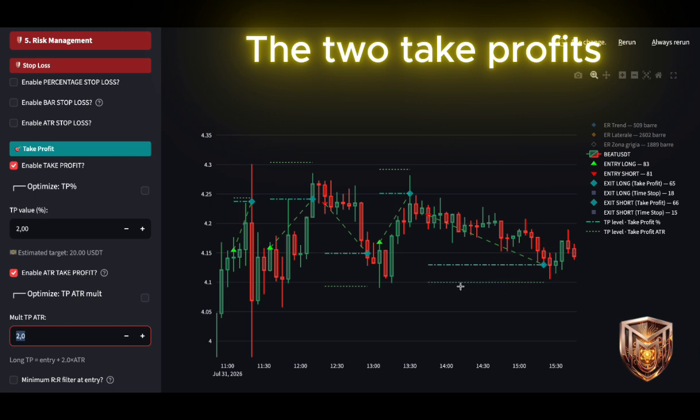If both are active, price decides which gets hit first. The report tells you which one closed the trade.